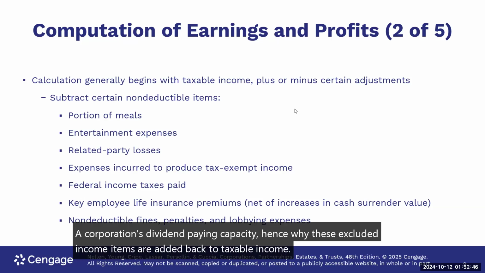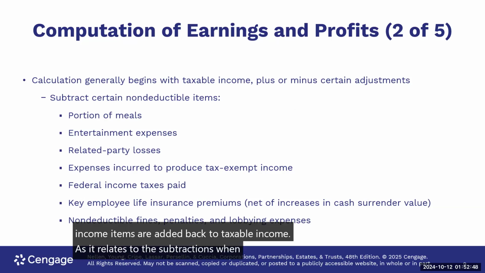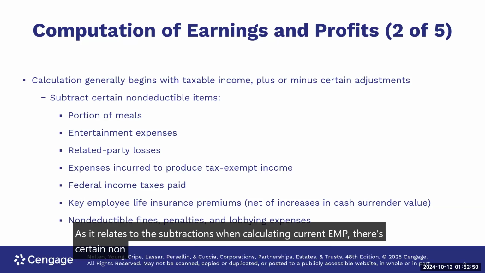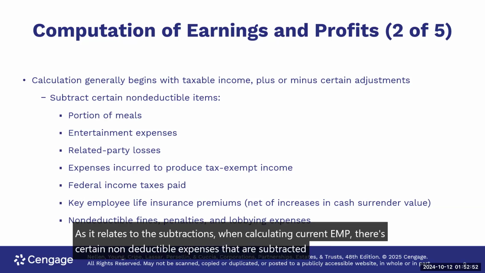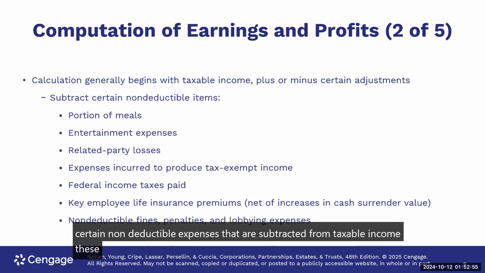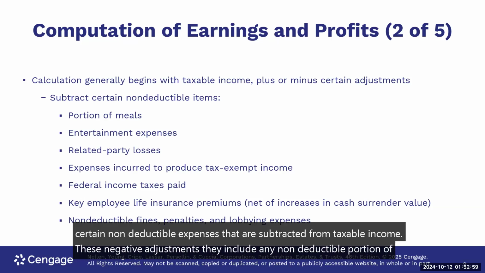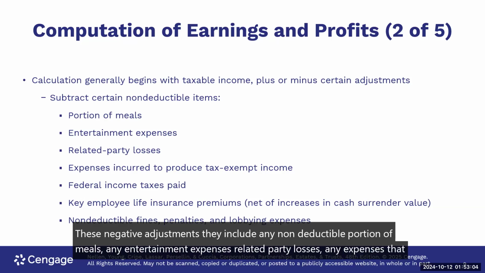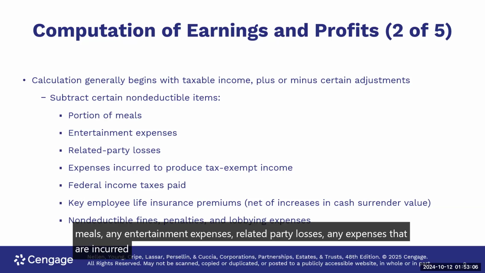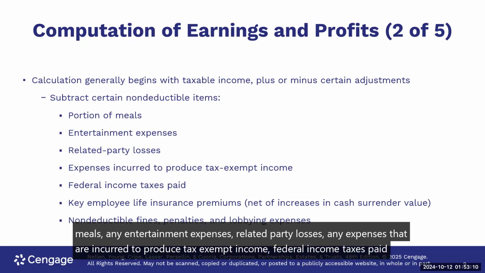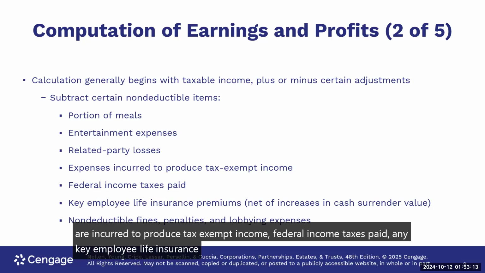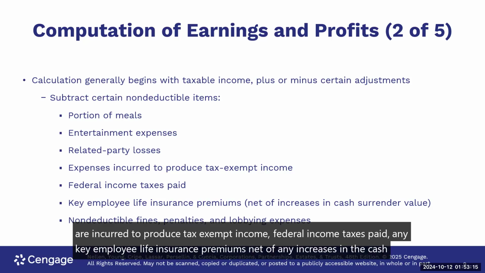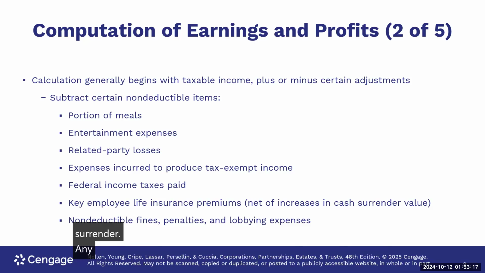As it relates to the subtractions, when calculating current E&P, there are certain non-deductible expenses that are subtracted from taxable income. These negative adjustments include any non-deductible portion of meals, any entertainment expenses, related party losses, any expenses incurred to produce tax-exempt income, federal income taxes paid, any key employee life insurance premiums, net of any increases in the cash surrender value, and any non-deductible fines, penalties, and lobbying expenses.